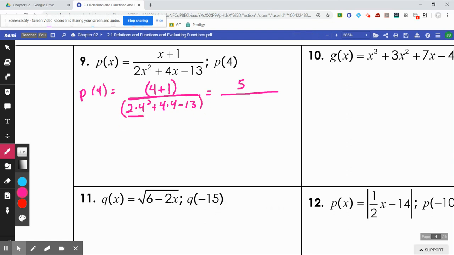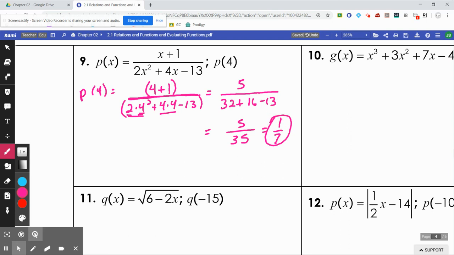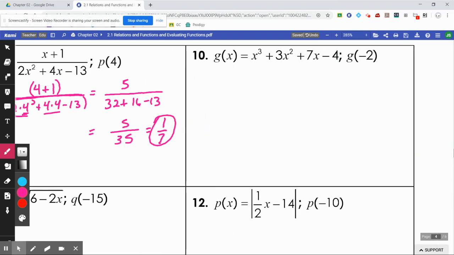2 times 4 squared, make sure you square before you multiply. That'd be 2 times 16, which is 32, plus 4 times 4, which is 16, minus 13. So on top you had a 5. On bottom you have 48 minus 13, which is 35. Since 5 is not divisible by 35, you're going to treat it like a fraction and simply reduce it. That would equal 1/7.